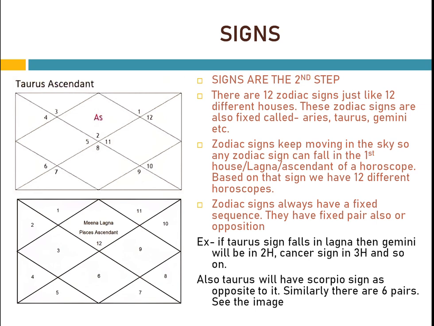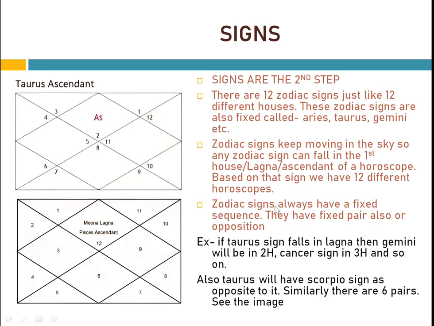Now if Pisces sign is there in the Lagna, then Aries sign will fall in the 2nd house, Taurus sign will fall in the 3rd house, and the sequence is followed. Now in the North Indian chart, this diamond chart, we move from west to east, or anti-clockwise. Why? Because the earth moves west to east. That's why in the north chart we move anti-clockwise.